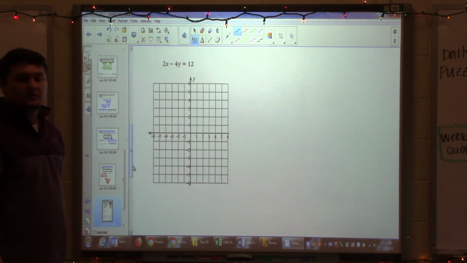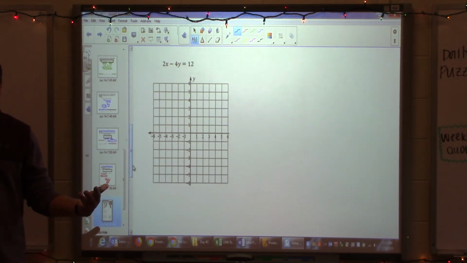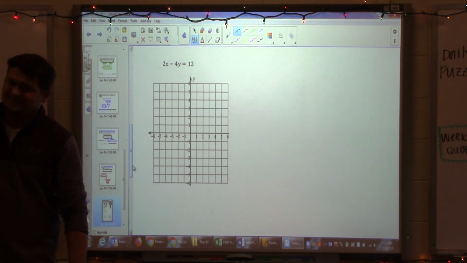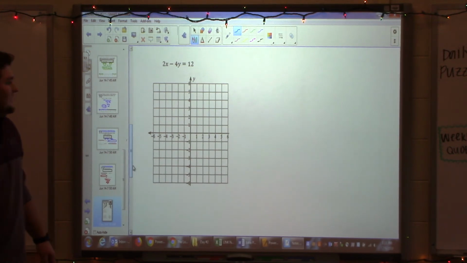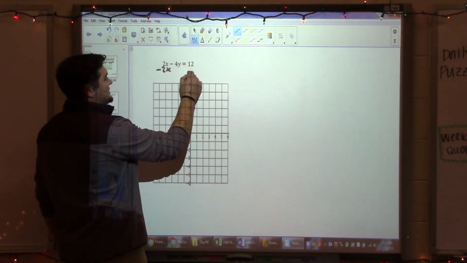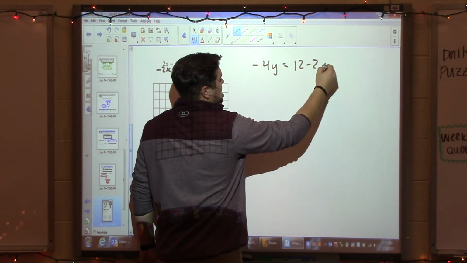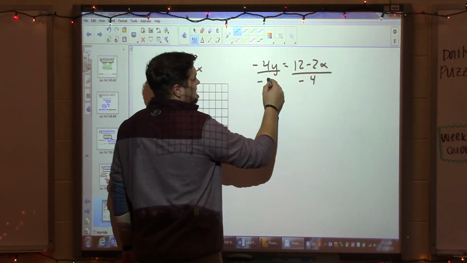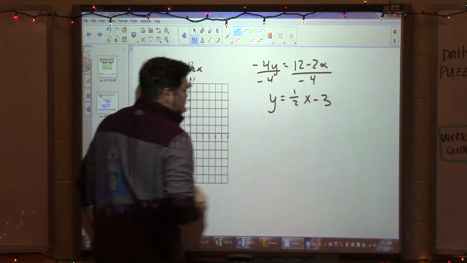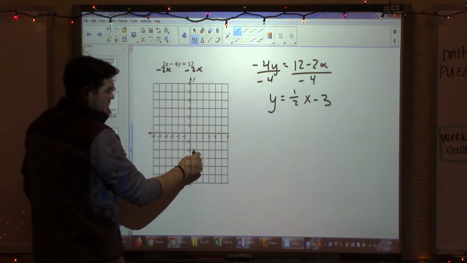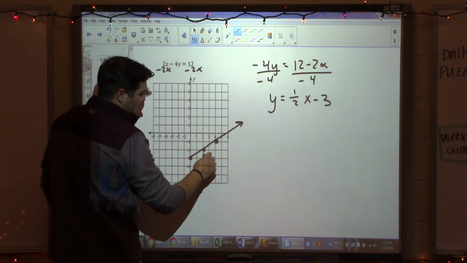You have to solve for y. Wait, did we just do that last unit? Yeah, we just solved for y last unit. So solve for y: negative 4y equals 12 minus 2x, divided by negative 4. y equals 1/2 x minus 3, so negative 3, up 1 over 2, up 1 over 2, and use your straight edge to draw a line.